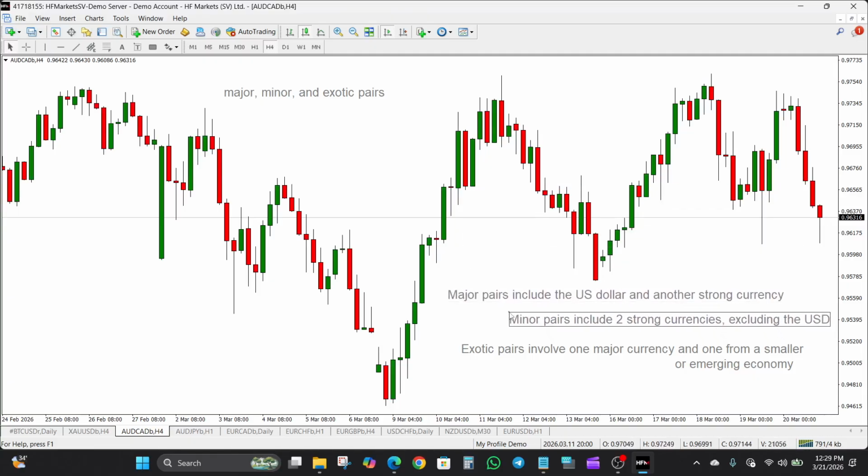So why does this matter? Because the type of pair you trade affects your costs, your risk, and your trading style. Beginners are usually advised to focus on major pairs because they are more stable and easier to analyze. So the key takeaway is major pairs are most stable and liquid. Minor pairs have moderate activity. Exotic pairs have higher risk and volatility.